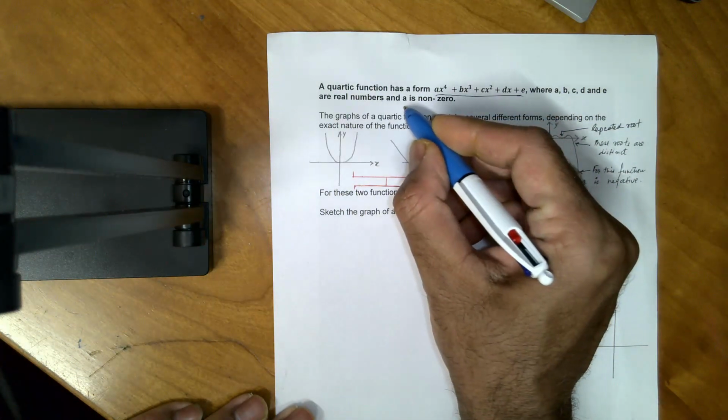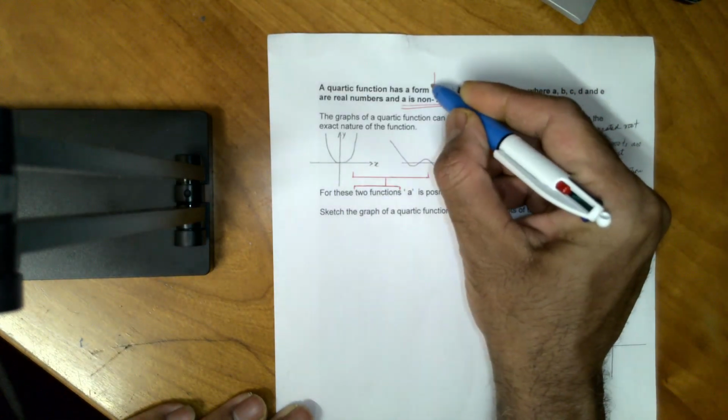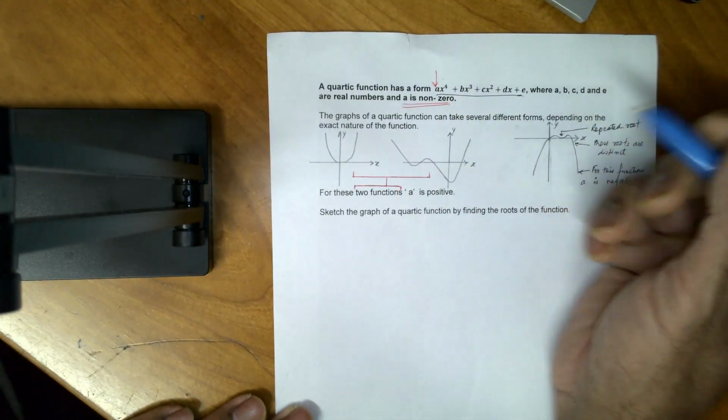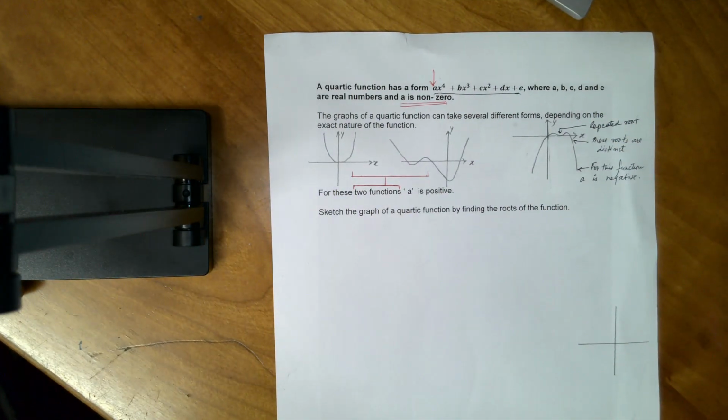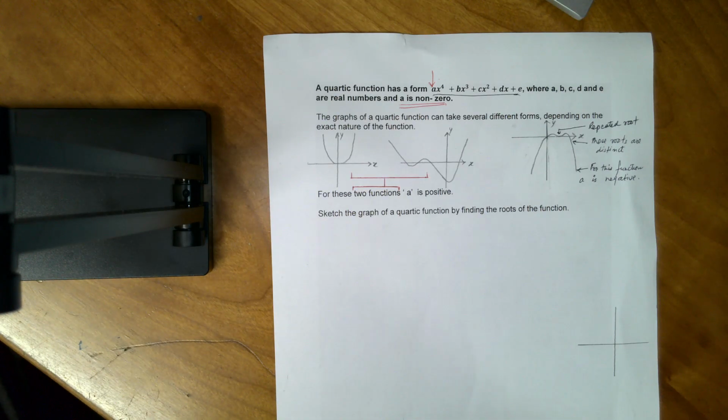That's the important part: this a is non-zero, and a, b, c, d and e are real numbers.